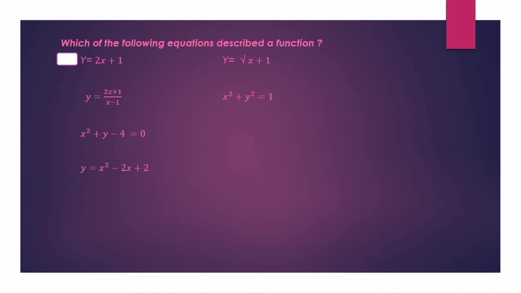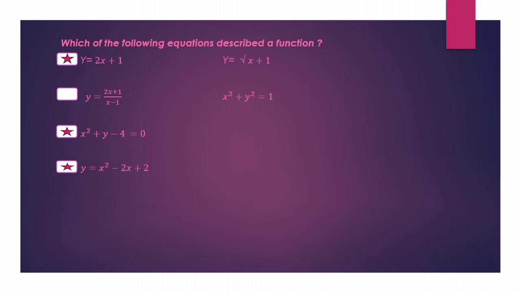So y is equal to 2x plus 1. Is it a function or not? Yes, it is a function. What about that one? Y is equal to 2x plus 1 over x minus 1. Let's check it out later. And that one, x squared plus y minus 4 is equal to 0. Yes, it is a function.